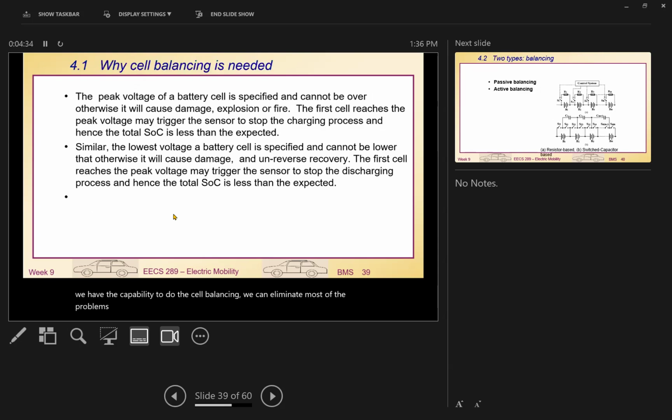But how to do that? Then we do need a sensor to sense the battery voltage, ensure that each voltage will be quite equal. And sometimes we measure the voltage of the whole pack. Sometimes we see a battery pack will measure individual voltage for each of the cells. As you know, in one battery pack, they may have a few batteries connected in series. So we do need to have some voltage sensor.